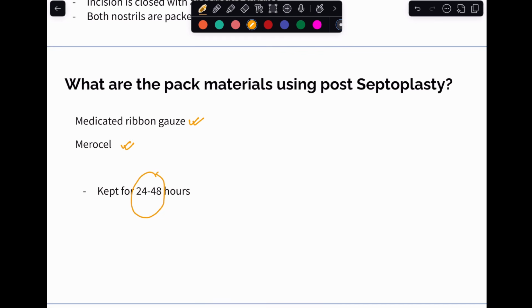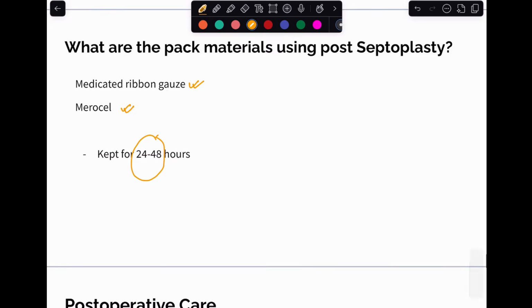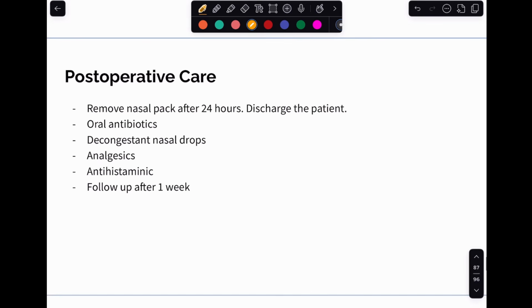This brings up the next question, which is, what is the post-operative care that you will give to the patient? So we'll remove this nasal pack usually after 24 hours and then discharge the patient. Start the patient on oral antibiotics, decongestant nasal drops, analgesics, antihistaminics, and follow them up after 1 week.